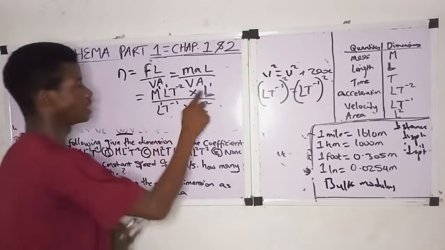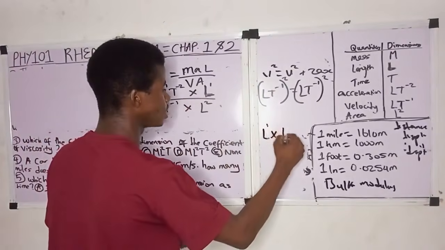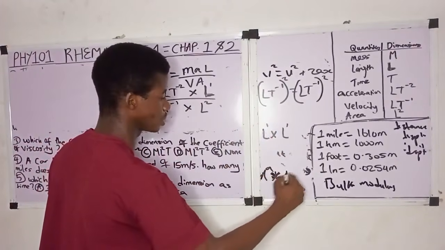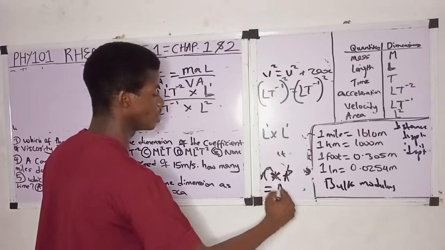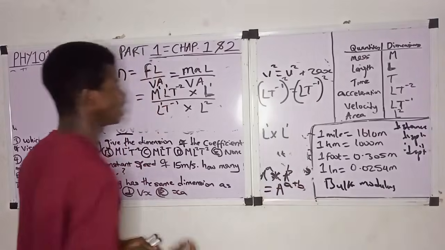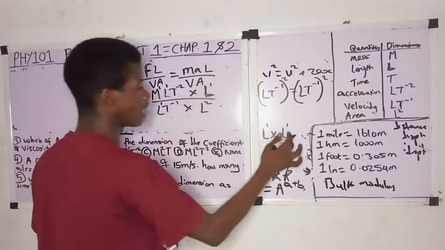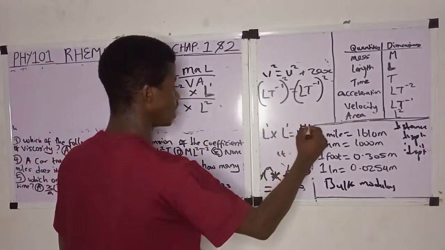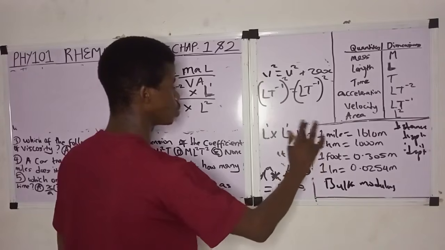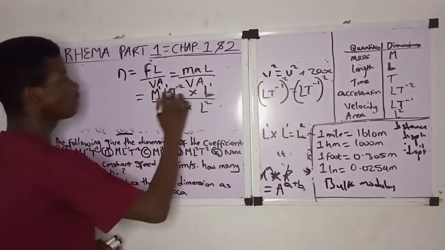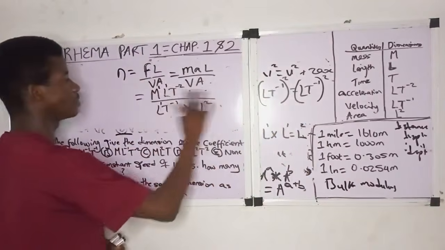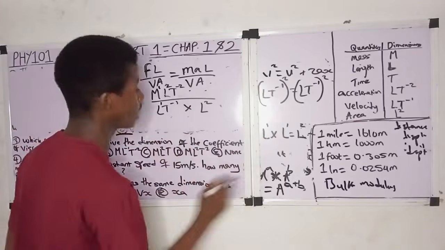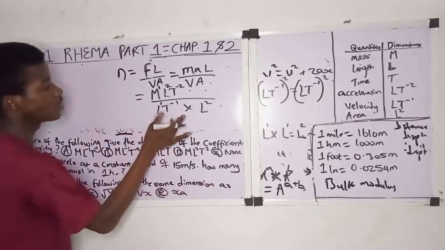These two are the same base. Remember, according to indices, when the same base is multiplying, we take one of the base and add their powers. These two bases are multiplying each other, so we take one of the base and add their powers. 1 plus 1 gives us 2. Therefore, everything here will be L raised to power 2. Now let's continue and go to the lower part.